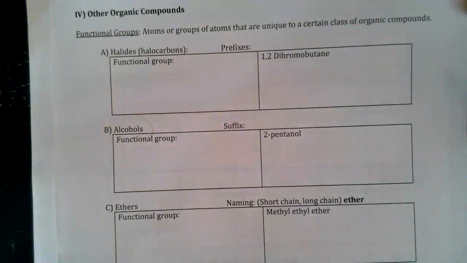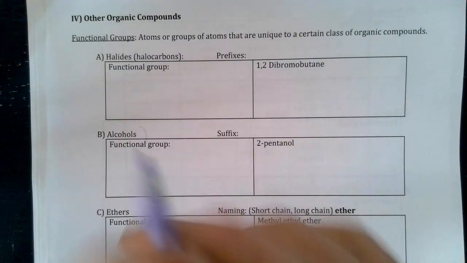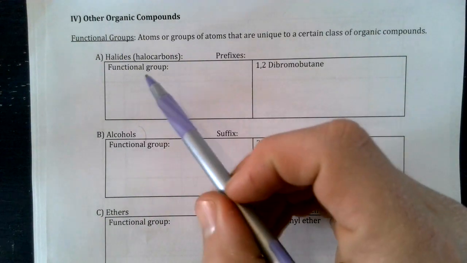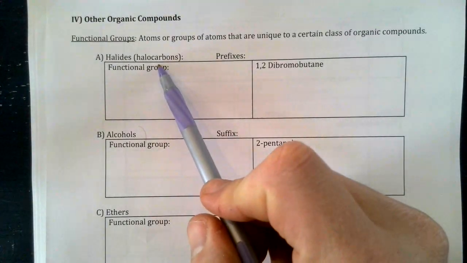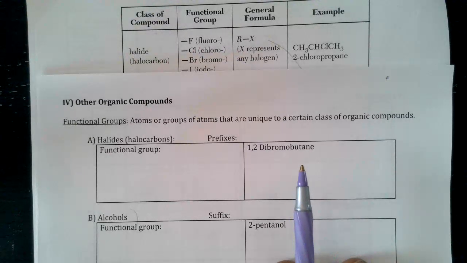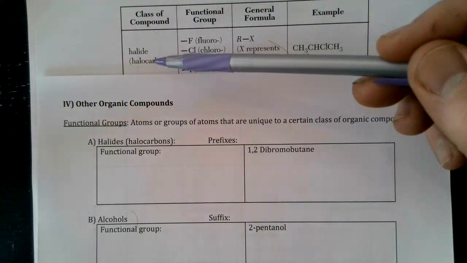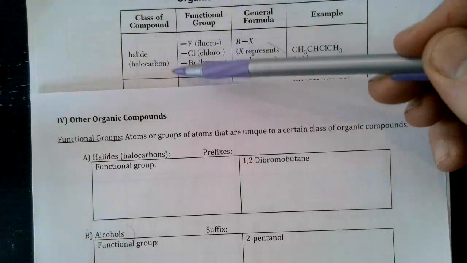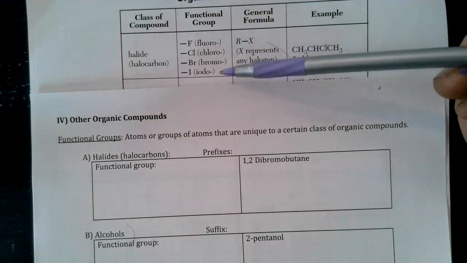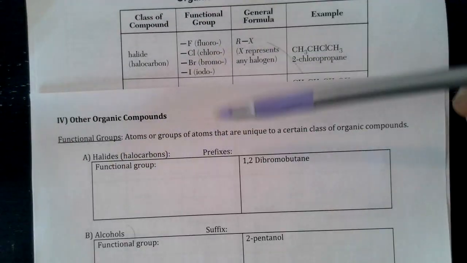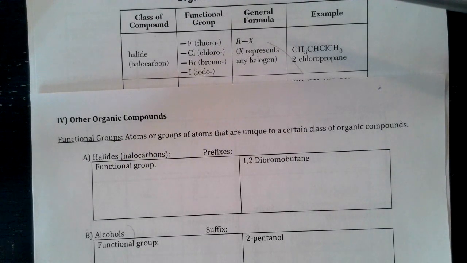The first type of other organic compound, something with a functional group, is called a halide or a halocarbon. And if you look here right at the top of the page, you see class of compound, halide, halocarbon. These functional groups are what is added to a plain hydrocarbon that makes it something different.